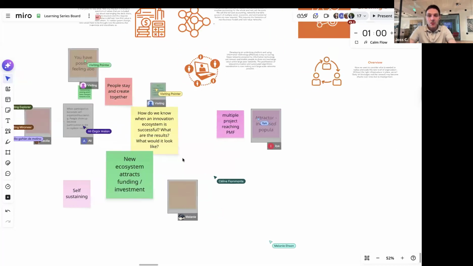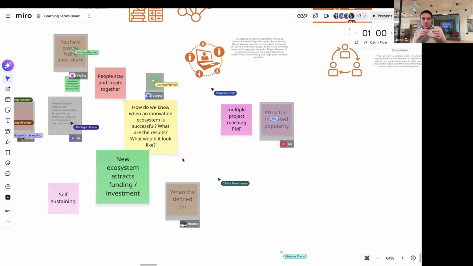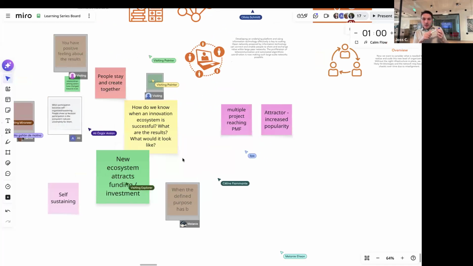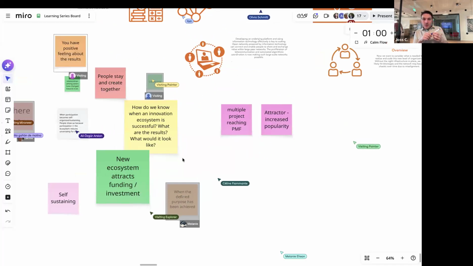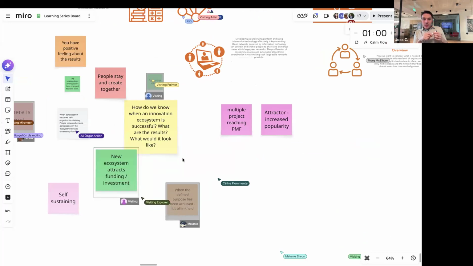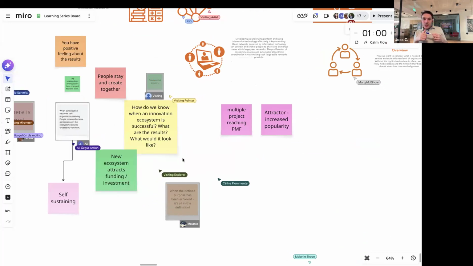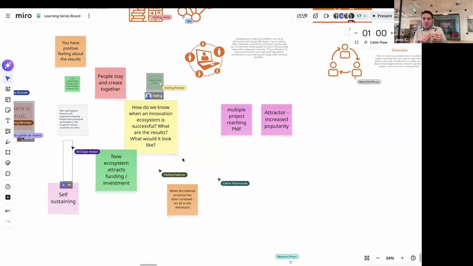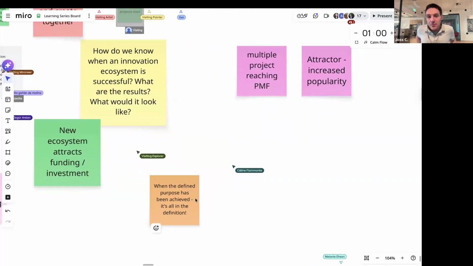Okay, so multiple projects reaching product market fit. New ecosystem attracts funding and investment, self-sustaining, attractor increasing popularity. When the defined purpose is being achieved, it's all in the definition.